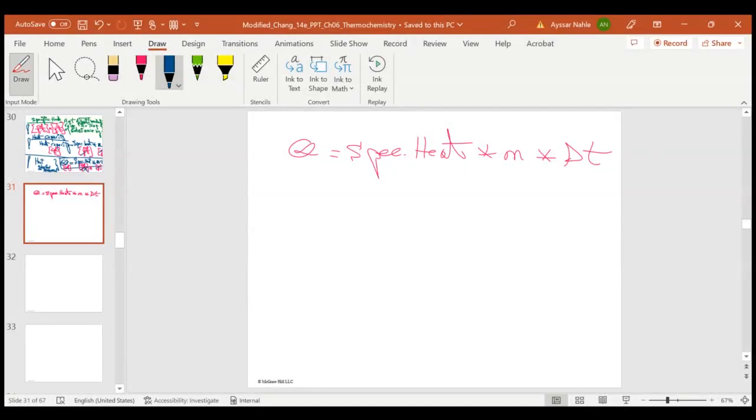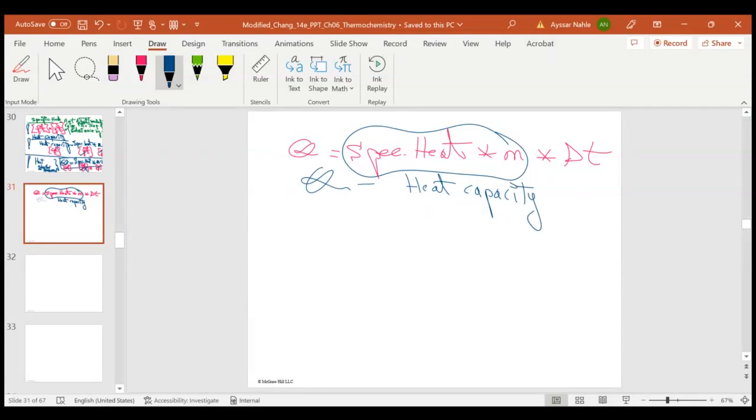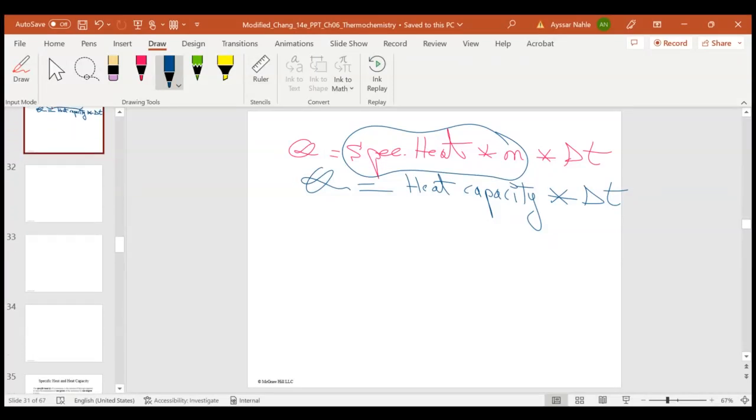Now, I know that the specific heat multiplied by mass, this is the heat capacity. Which means Q, the charge, will be equal to heat capacity multiplied by delta T. So which one we want to use, it's up to us. Okay, good. Now, I gave you everything so far, but I'm going to go now through the slides.